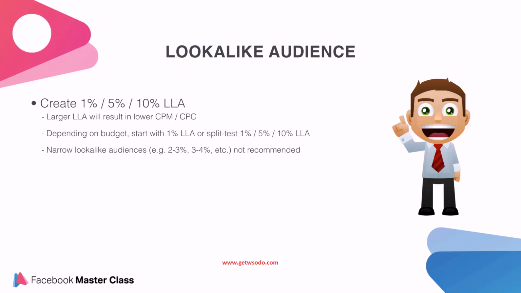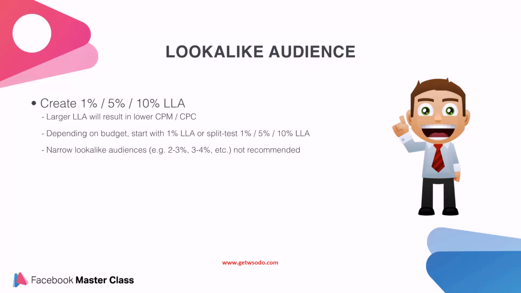Create a 1%, a 5%, and a 10% lookalike audience. Generally speaking, if you're going after larger lookalike audiences, you will see lower CPCs and lower CPMs. Of course, you can never say that a 5% and a 10% lookalike audience will always outperform a 1% lookalike audience when you're looking at the cost per lead or the cost per purchase. However, looking at the CPCs and the CPMs, generally speaking, bigger audiences result in lower CPCs and lower CPMs.